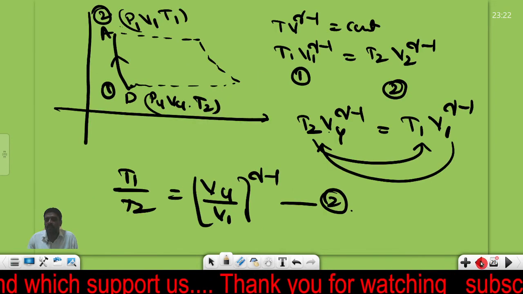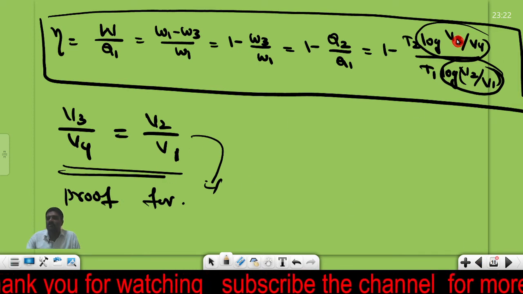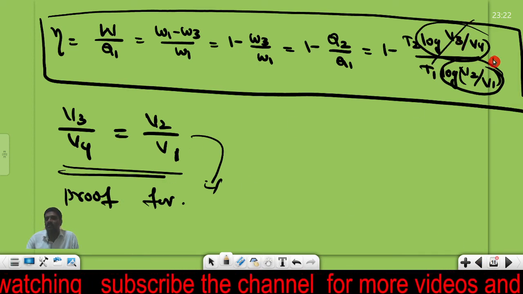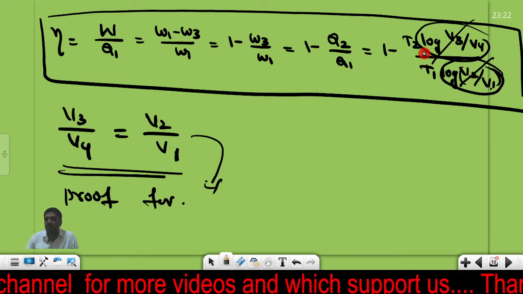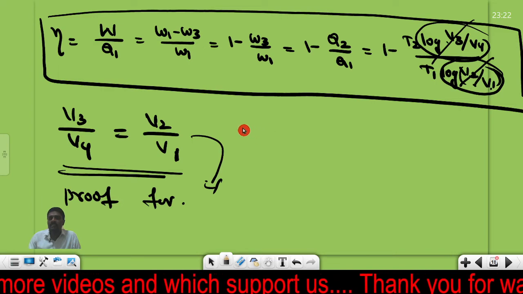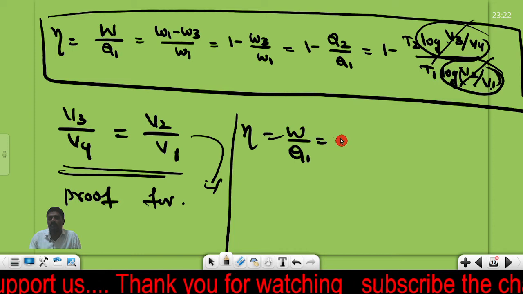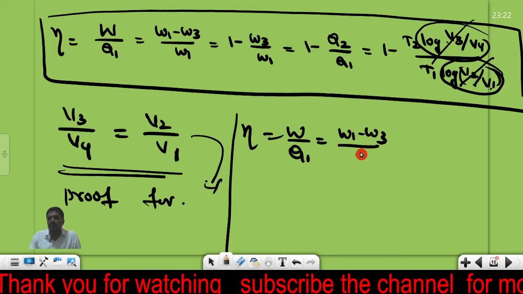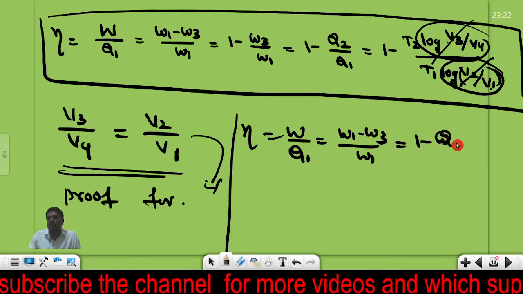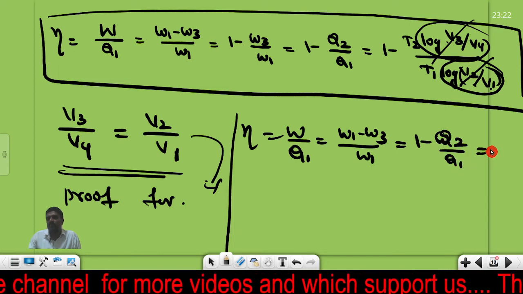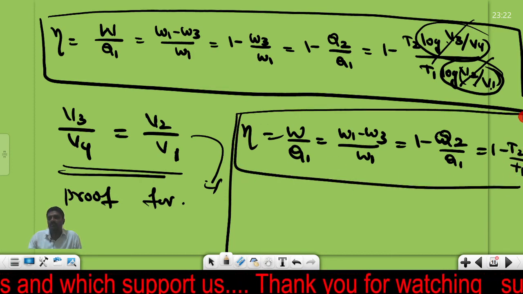Now let me go to the Carnot engine efficiency formula. Because V3 by V4 is equal to V2 by V1, as we just proved, these two values will be cancelled. Then the efficiency eta can be written like this: eta is equal to W by Q1. This is one formula. Eta is also W1 minus W2 divided by W1, another formula. Then 1 minus Q2 divided by Q1, one more formula, and 1 minus T2 divided by T1. These are very important.